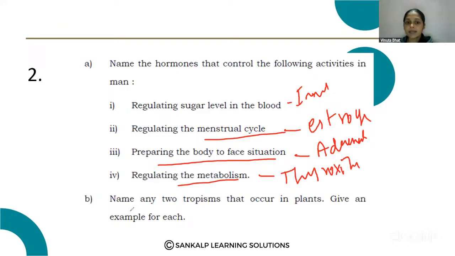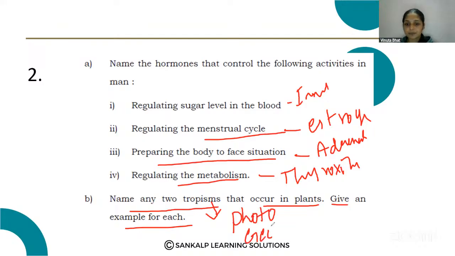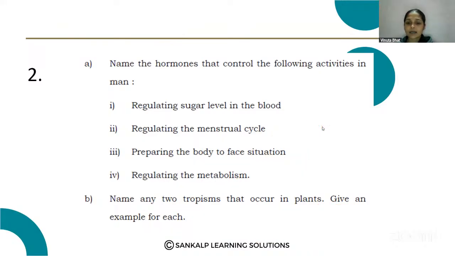Then name any two tropisms that occur in plants. Give an example for each. Tropisms: phototropism and geotropism. Phototropism is the bending of the plant stem towards the light. Geotropism is the growth of the roots towards the soil. That is the example for geotropism. Important question: this question was asked in last year's model question paper.